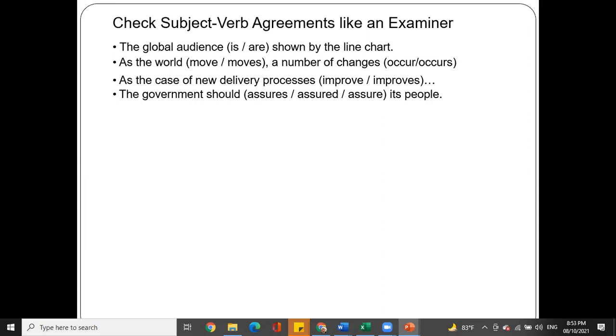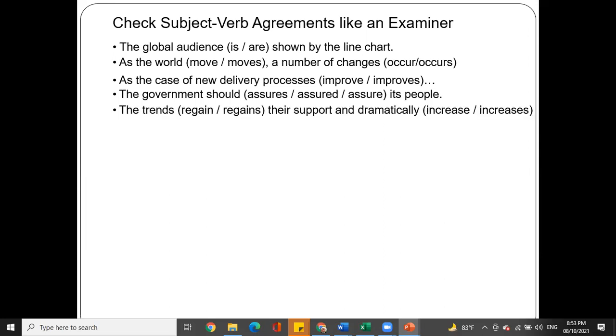The government should assure its people, regain their support, and dramatically increase. The trends regain their support and dramatically increases. Is that an it or a they?